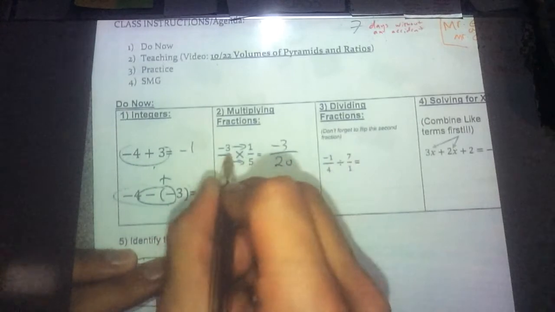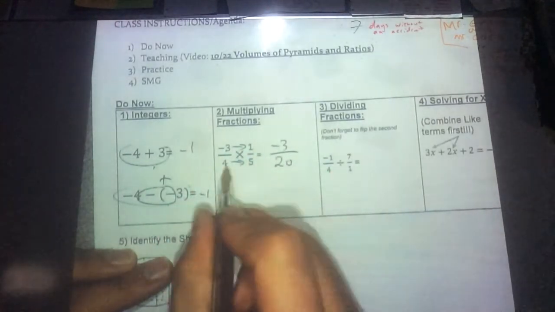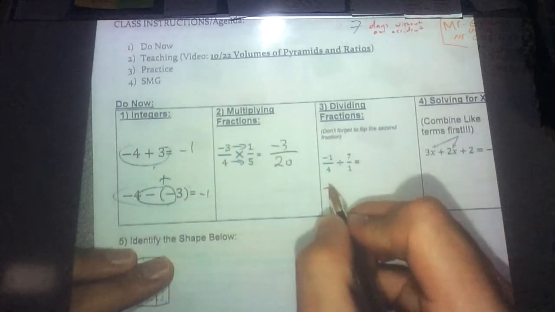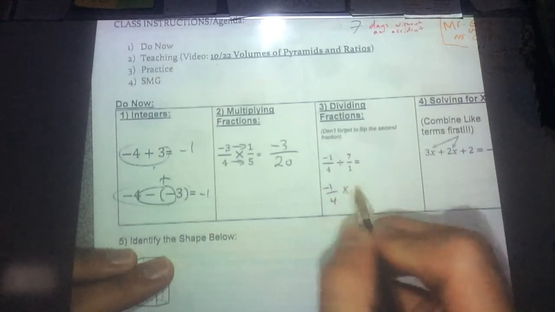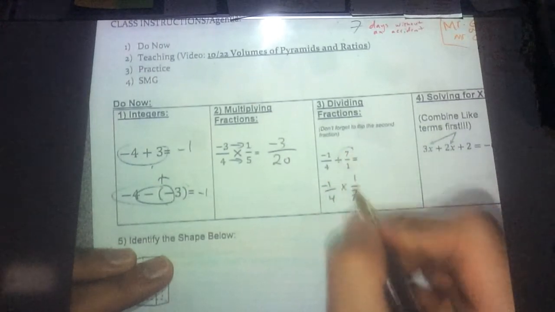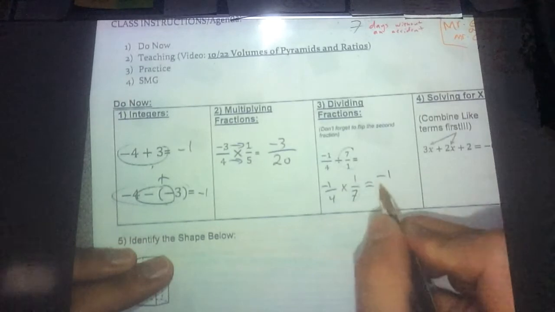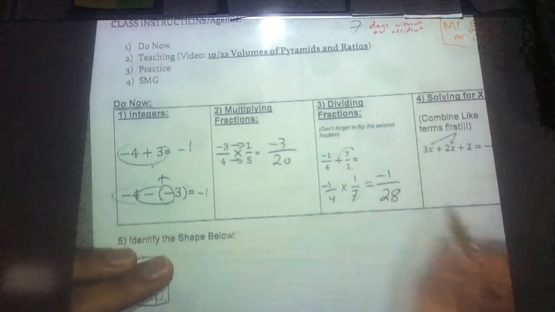Now multiplying fractions, multiply straight across. It's going to be -3 over 20, -3 times 1 and 4 times 5. For dividing fractions, take the second fraction, flip it, and then multiply straight across. It's going to be -1 over 28.